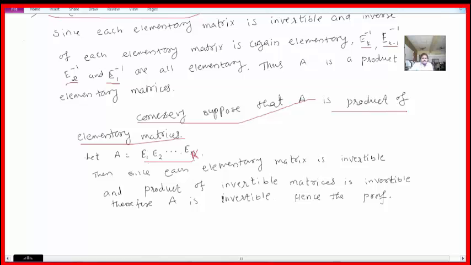So this product is invertible because the product of invertible matrices is again invertible. Thus A is an invertible matrix. This ends the proof of the theorem. Thank you, students.